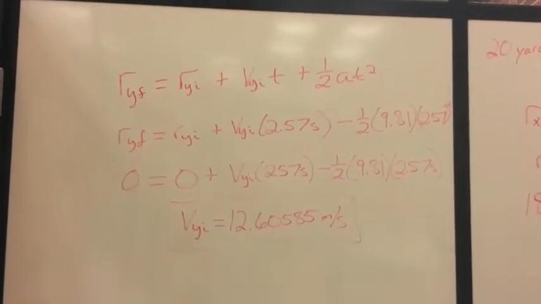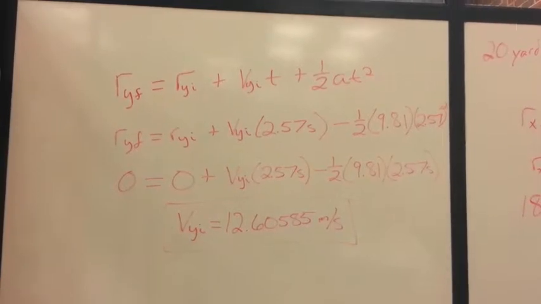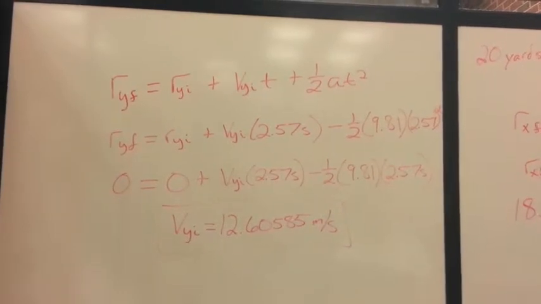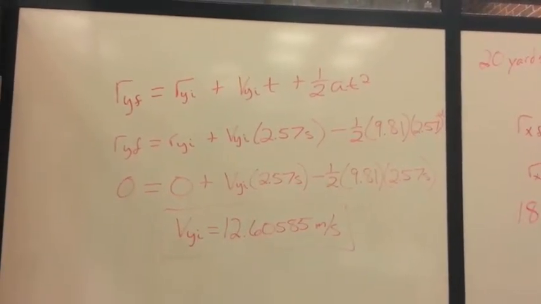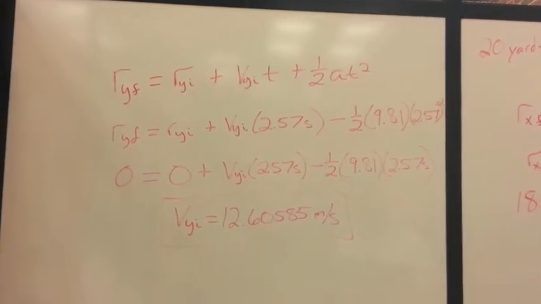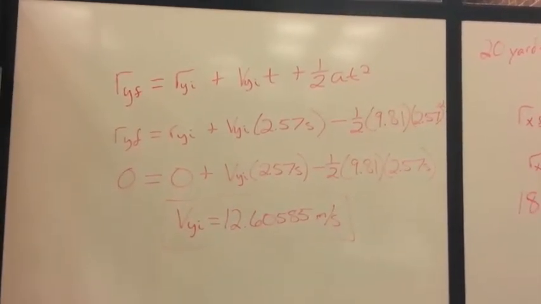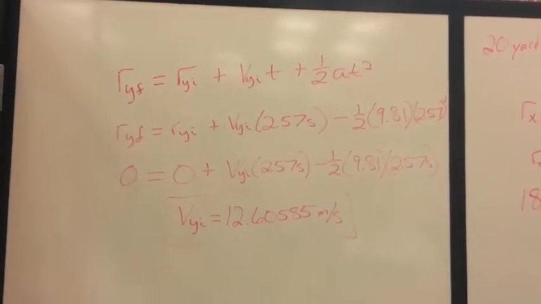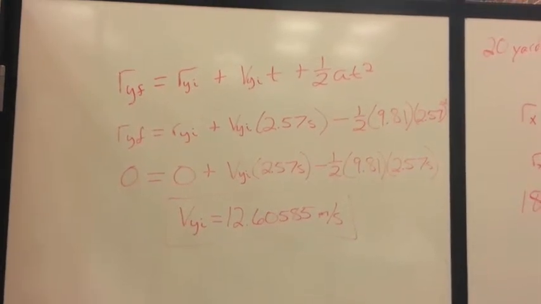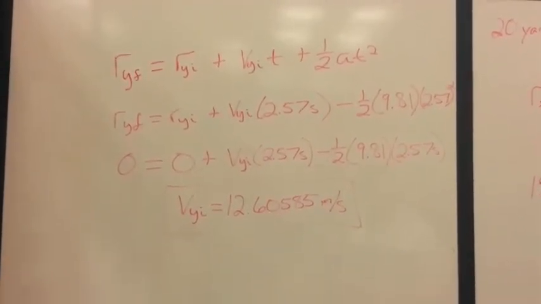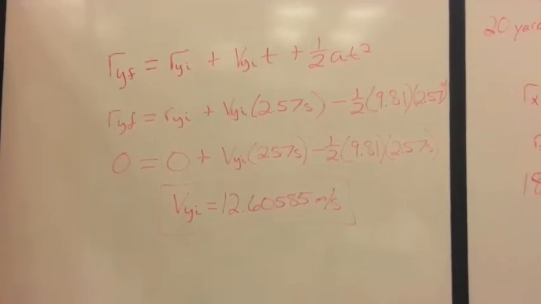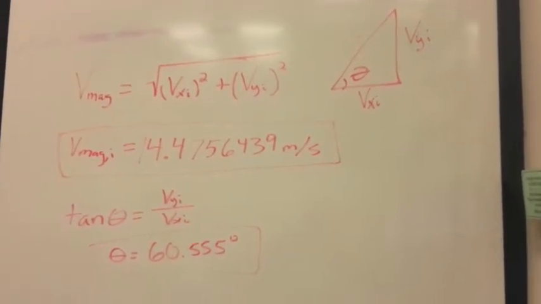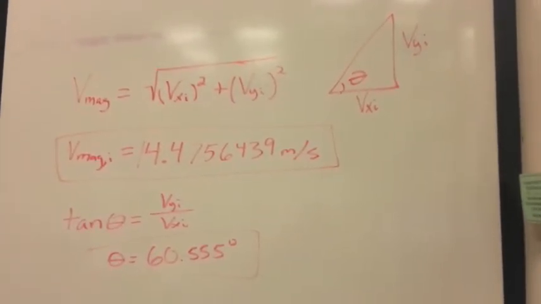Now we can solve for the initial velocity in the y direction. We will again plug in the variables needed. The time will remain the same in the x and y direction as 2.57 seconds. The acceleration in the y direction will only be caused by gravity, which is 9.81 meters per second squared. As shown in the equation, we can solve for the initial velocity in the y component as 12.60585 meters per second.